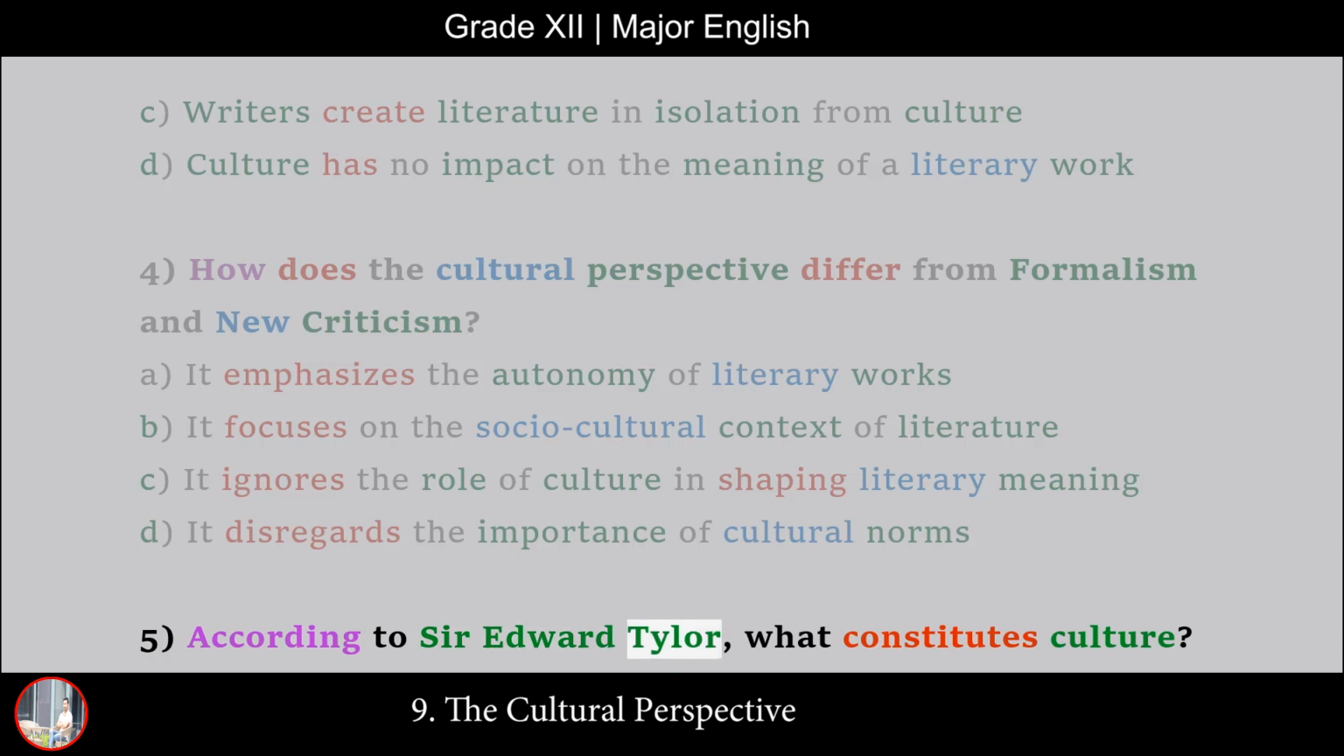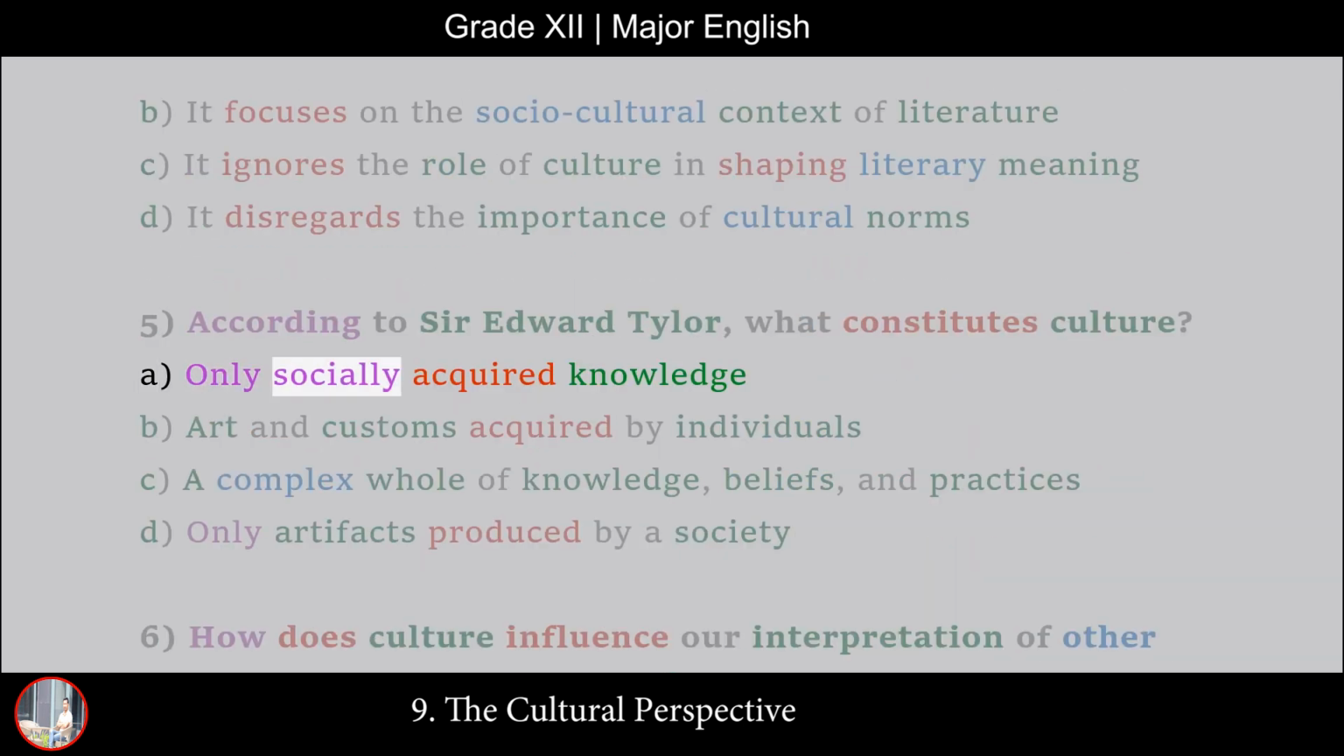5. According to Sir Edward Tylor, what constitutes culture? A. Only socially acquired knowledge. B. Art and customs acquired by individuals. C. A complex whole of knowledge, beliefs, and practices. D. Only artifacts produced by a society.